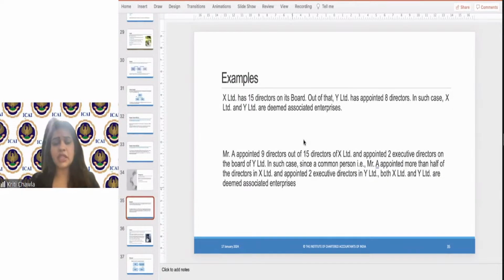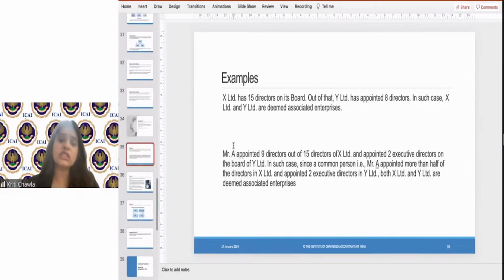It's not a very big deal for people to appoint directors in the other company. Practically, this also happens that an appointment is made. Maybe there is common shareholding. This particular person has a lot of control in two enterprises. I've seen instances wherein one person has a lot of control in two enterprises. Maybe there is a shareholding in such a manner.